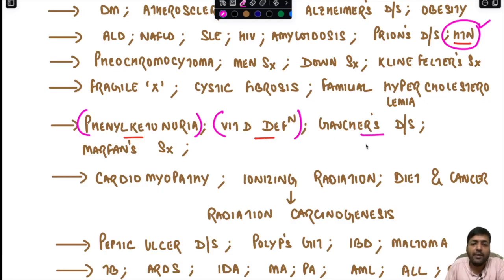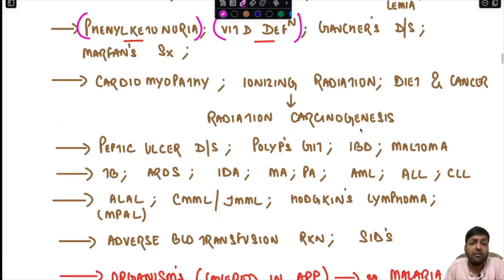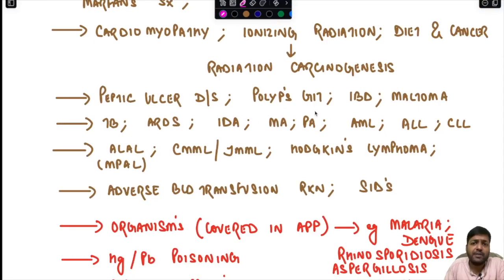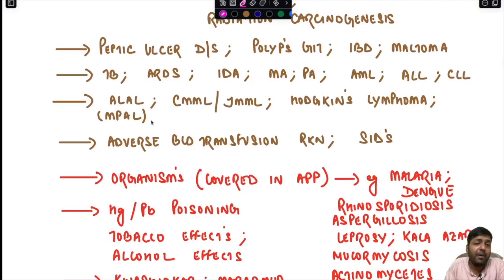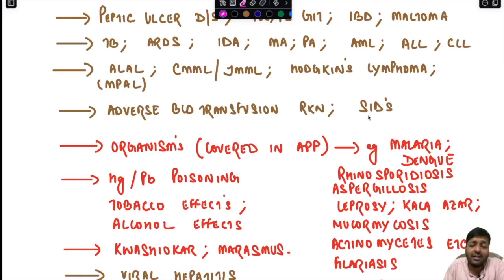Gaucher's disease, then we have Marfan syndrome, cardiomyopathy, ionizing radiation, radiation carcinogenesis, diet and cancer, peptic ulcer disease, polyps in the GIT, inflammatory bowel disease, MALToma, TB, ARDS, iron deficiency anemia, megaloblastic anemia, pernicious anemia, AML, ALL, CLL, all the leukemias, MPAL, mixed phenotype acute leukemia, CMML, JMML, Hodgkin's lymphoma, adverse blood transfusion reaction, SIDS, sudden infant death syndrome.